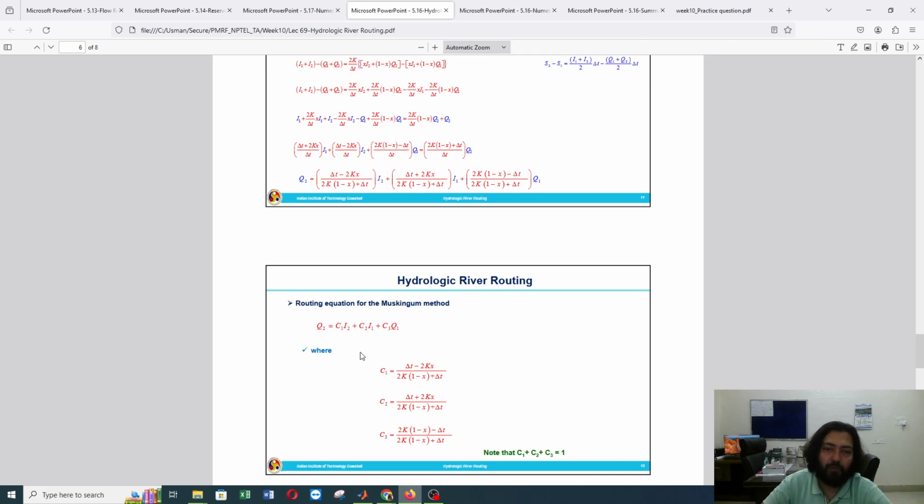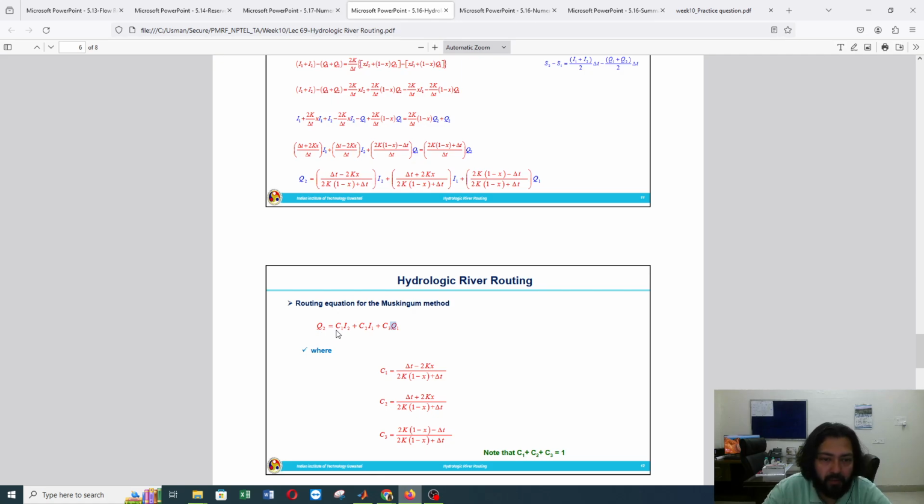So if we want to use the Muskingum method, we know the hydrograph characteristics at upstream, that is, we know the value of I1, right? We know the inflow value I1 and we know the inflow value I2. We want to derive the outflow characteristic at the downstream section, that is, flood characteristics at downstream, Q2.